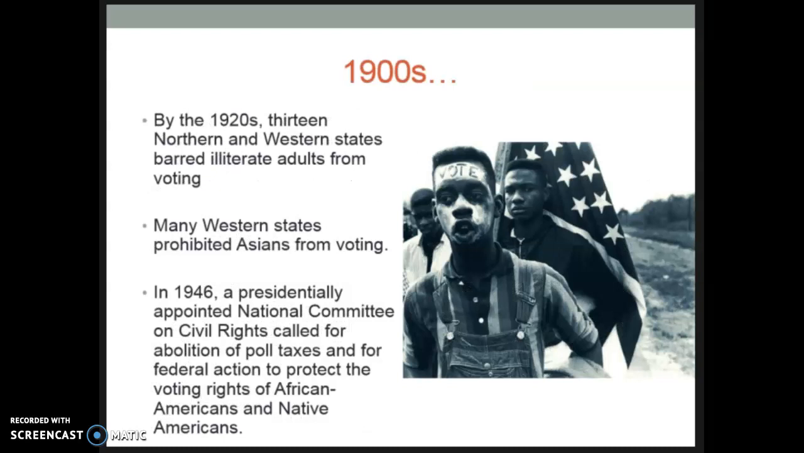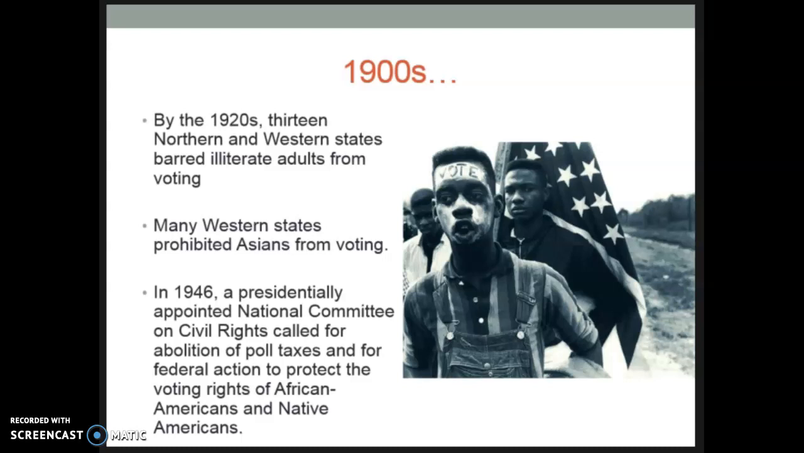Also in the 1900s, there were changes to voting rights for African Americans. In the 1920s, 13 northern and western states barred illiterate adults from voting. So as you guys saw from the literacy test that we took in class, all of you would have also been barred from voting had you had to take that test. Many western states prohibited Asians specifically from voting.